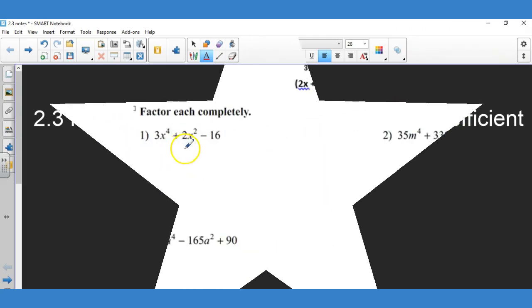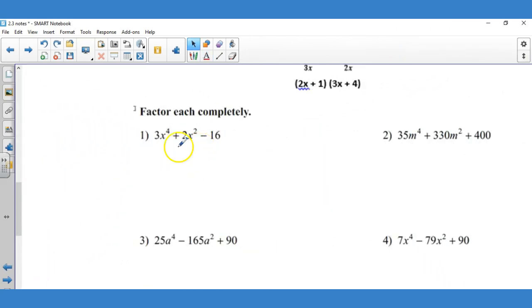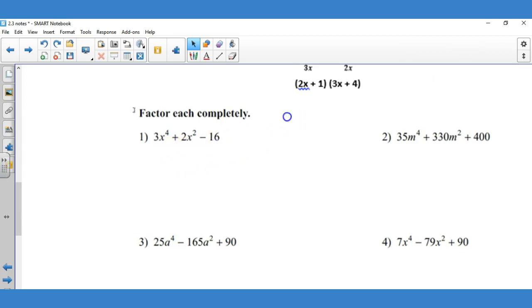All right, guys. So this first example right here, you want to, one, look for the GCF. That's first and foremost. GCF is always first. All right. So look for the GCF. Well, right here, guys, there is no GCF, okay?